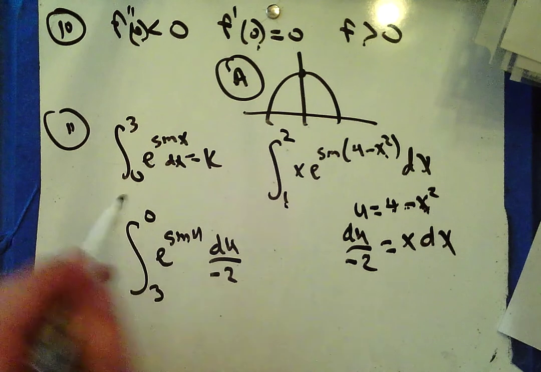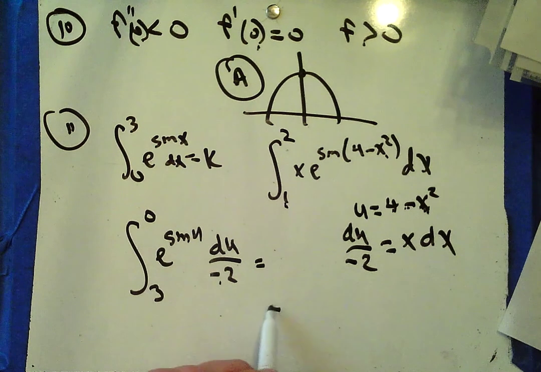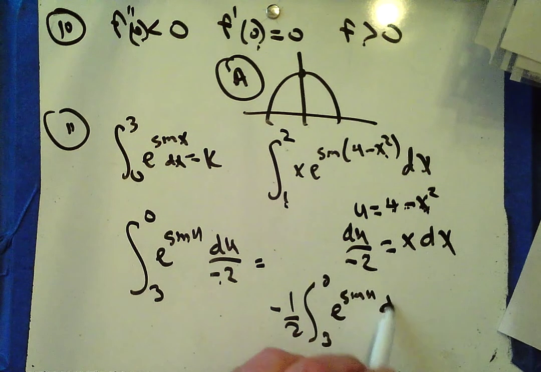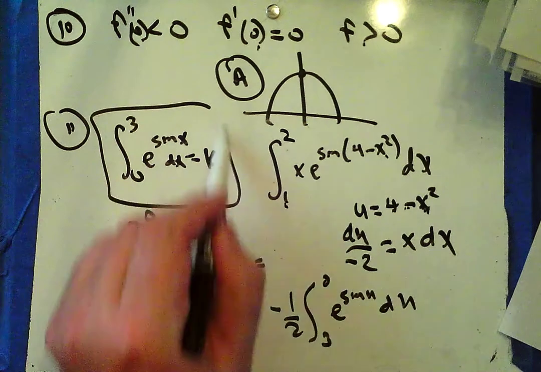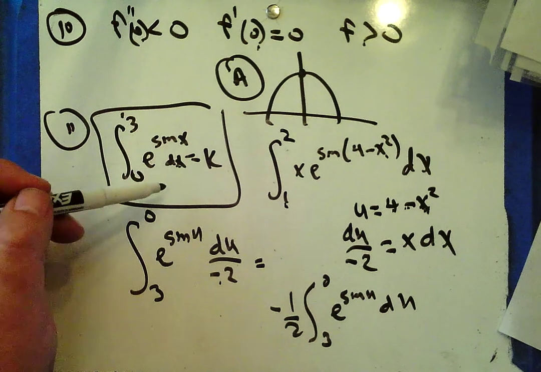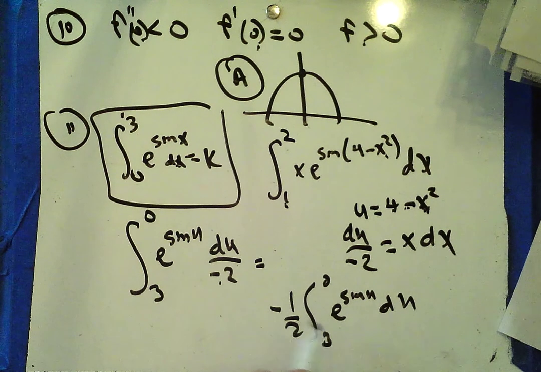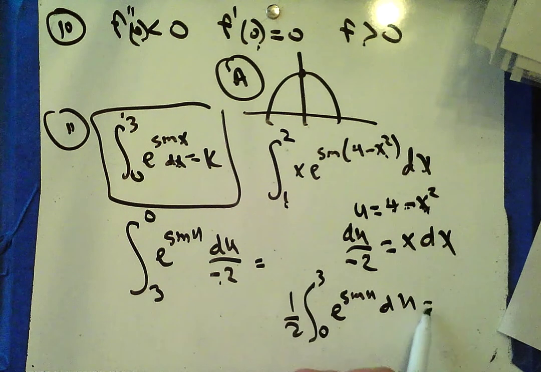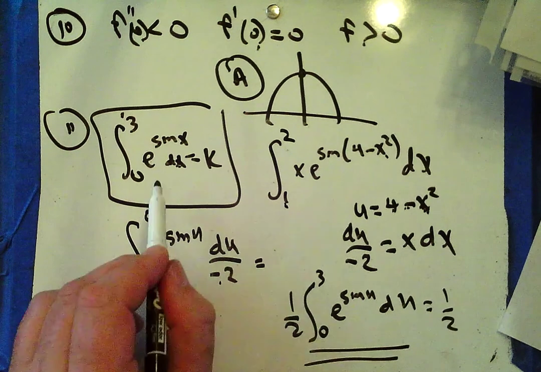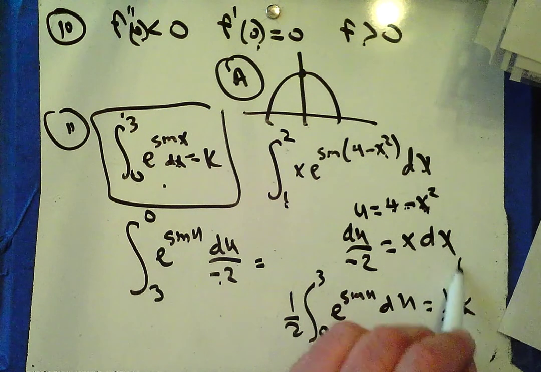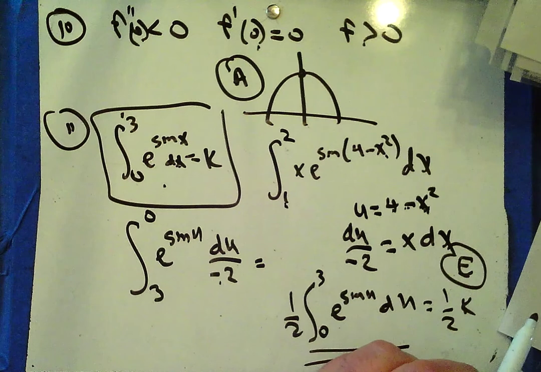Okay, so I can pull this negative 1/2 out. Integral 3 to 0 of e to the sine u du. And look what they gave me. They gave me the integral 0 to 3 of e to the sine thing d thing. So if I flip these, I can get rid of this negative, and then say that that's 1/2, and all of this was defined as k. So I've got k over 2 here, and k over 2 is choice E. Choice E for problem number 11.